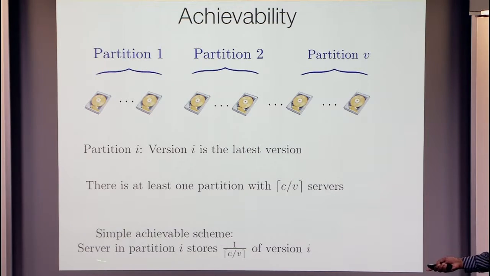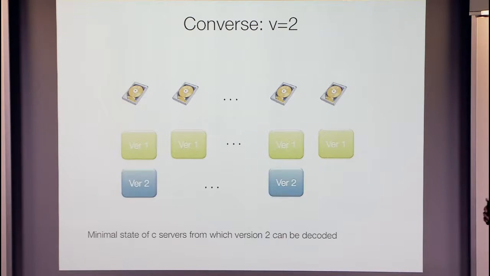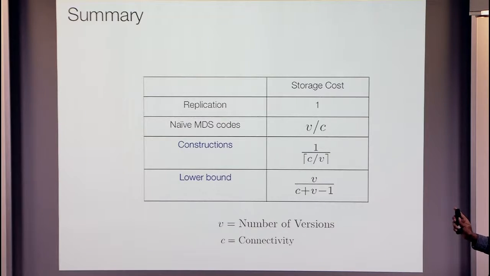So a simple achievable scheme is that a server in partition i just stores 1 by C by V of version i. So there is one partition that is large enough and can serve my user. And this scheme basically works. It's simple in the sense that each server just stores one version, but just large enough of that particular single version. The converse is actually fairly simple. I won't go into it because of time.